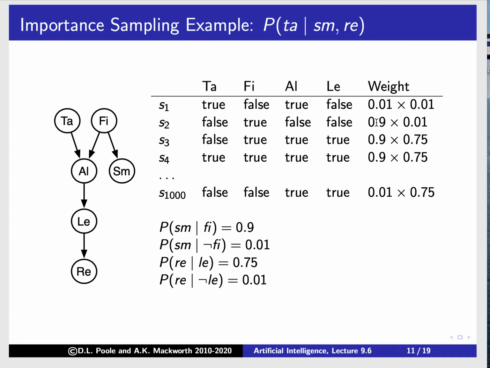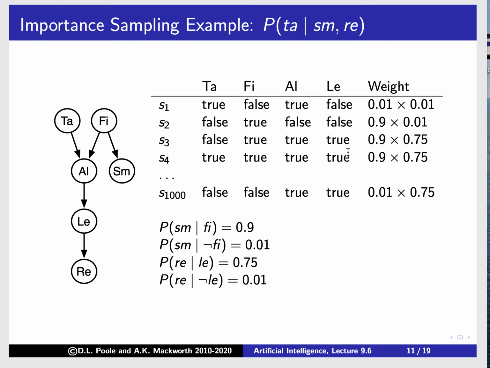So now we have the other case, where fire is true. For fire is true, we can do the probability of smoke given this. It only depends on fire. Fire is true, so it's going to be weighted by 0.9. Here leaving is false, so it's going to be 0.1. Here fire is true, so we're going to get 0.9. But leaving is true. So the probability of report given leaving is 0.75, which is why we get this 0.75.